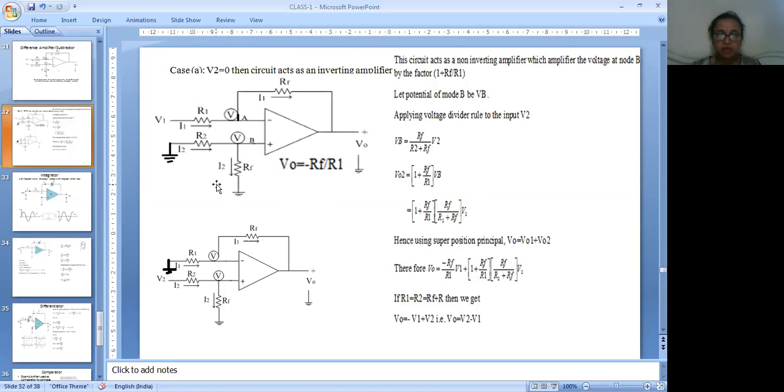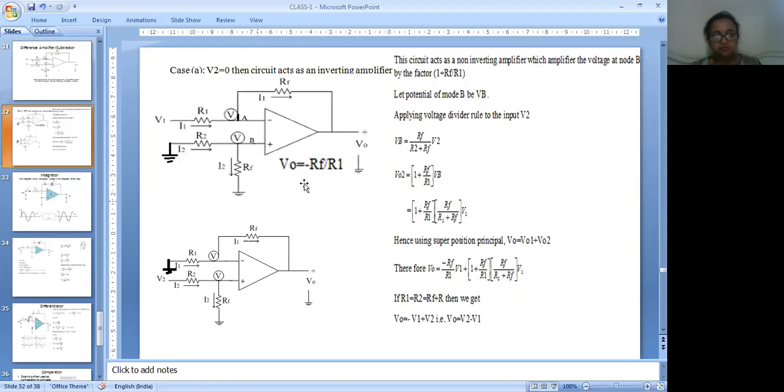So when you compare this one, this circuit looks like an inverting amplifier. So for the inverting amplifier, we already have the equation, that is V0 is equal to minus Rf divided by R1 into V1. Okay, so here V1 is missing. So while taking down the notes, you just write V1 here. Okay, V1 is missing here.